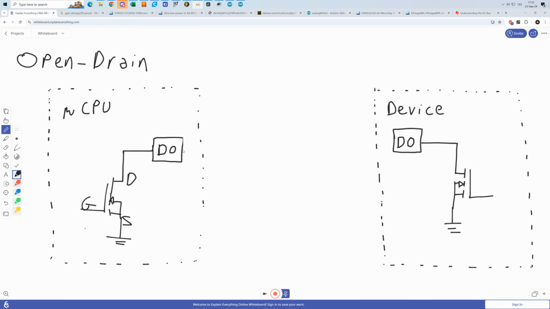So these pins are externally connected together. And what we do is that we connect something that we call a pull-up resistor. And this is connected to the positive supply rail. This pull-up resistor is usually in the range between 1 kilo ohm and 10 kilo ohm. I usually use 2.2 kilo ohms.